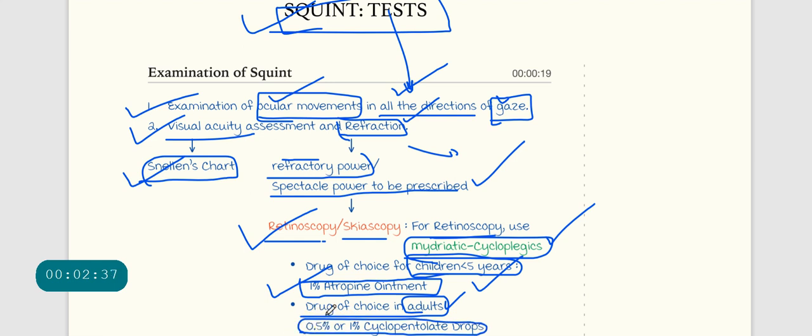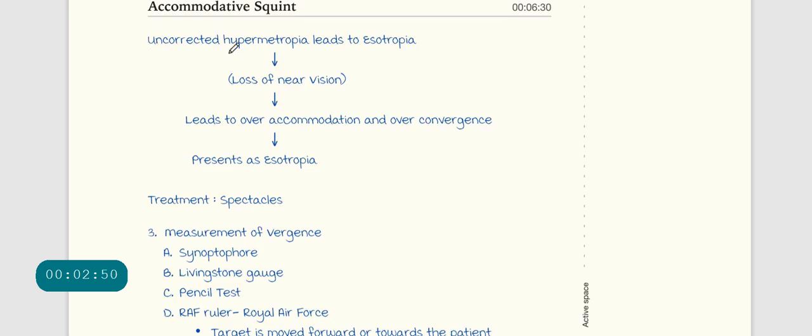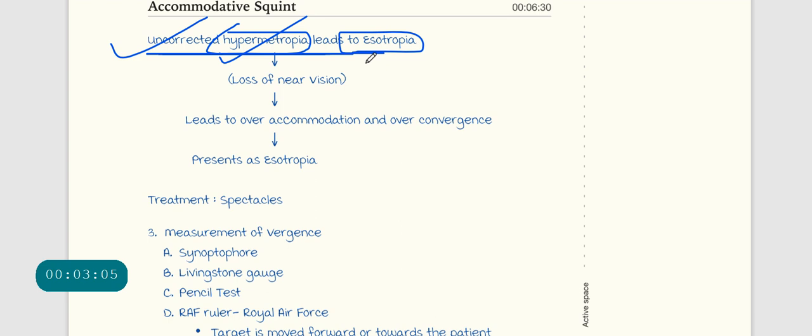So 0.5% to 1% cyclopentolate drops are used. Now, uncorrected hypermetropia leads to esotropia. So uncorrected hypermetropia leads to esotropia, and there is a loss of near vision.